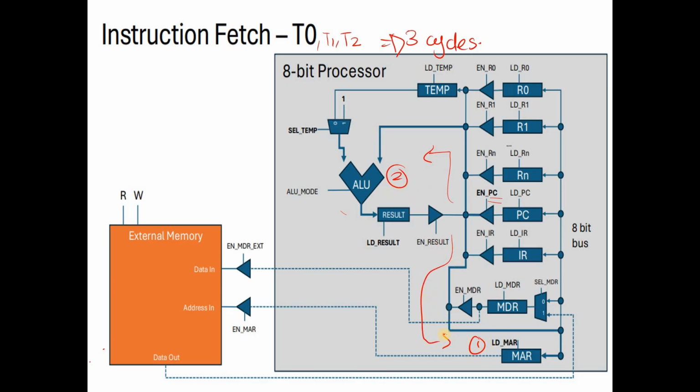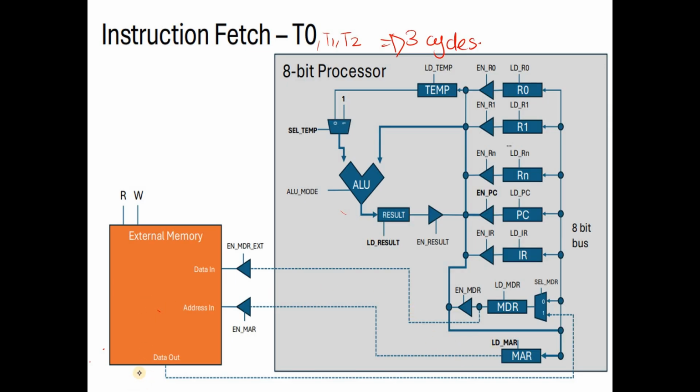Into MAR, because MAR stores the address, right? So it's going to store the address of the instruction we want to fetch from the memory. Then it's going to store it into the ALU, so it can increment the value of the PC. I was just roughly explaining it. So now let's go over the actual steps.